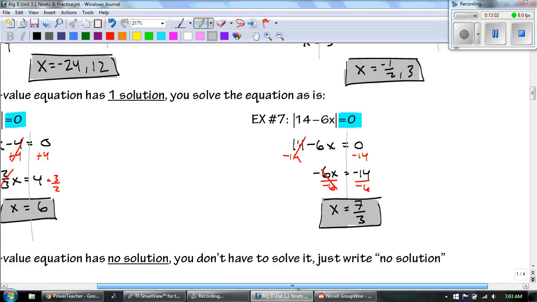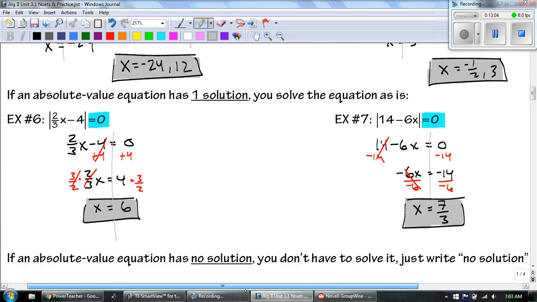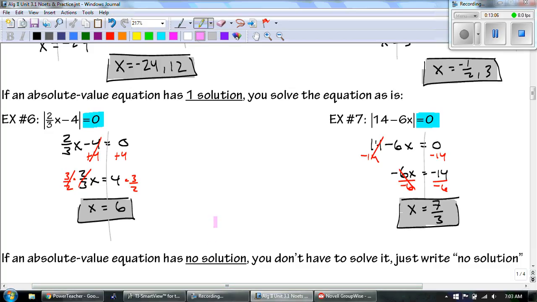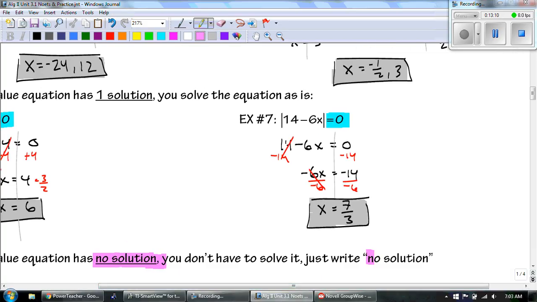Okay, so just remember, if an absolute value equation has no solution, you don't have to solve it. Just say no solution. And we know when it's no solution because it equals a negative number.